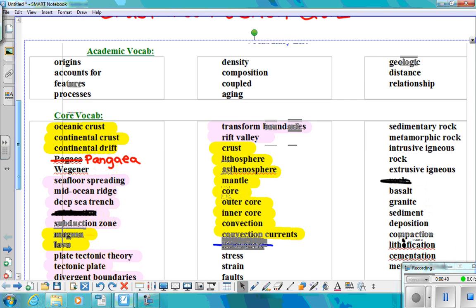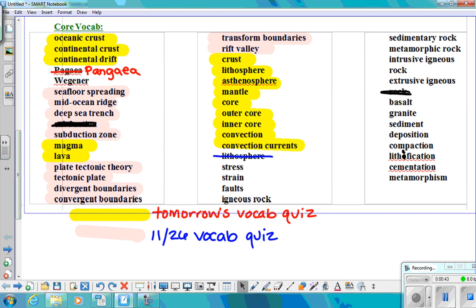Just to let you know which words you're going to be studying for this week, the yellow highlighted words are going to be words that you're studying for tomorrow's vocabulary quiz, and that will be oceanic crust, continental drift, magma, lava, crust, lithosphere, asthenosphere, mantle, core, outer core, inner core, convection, and convection currents.